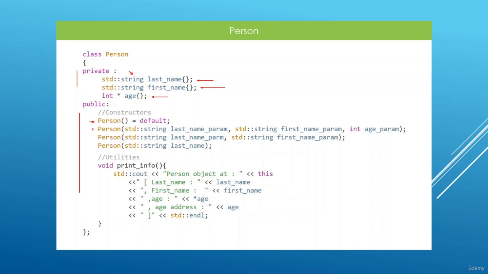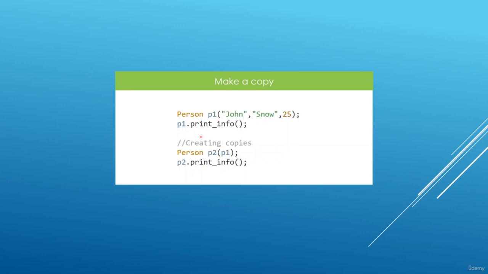Down here we have a few other constructors. We have one that only takes the last name, one that takes two parameters, the last name and the first name, and another that takes all the parameters, which is going to initialize all our member variables. We also have a utility function, which is going to print information about a person object. It's going to print the memory address where the object lives, and then the last name, the first name, the age, and we can even print the address here. We can print information about our person object here. Okay, now that we know about our class, let's talk about copies.